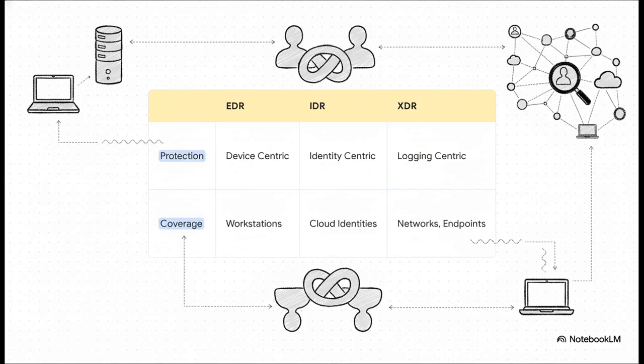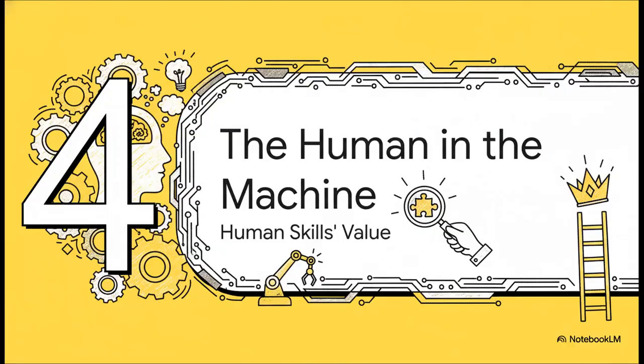And then there's XDR, or Extended Detection and Response. That's the big one. It's all about the logs, pulling data from everything: endpoints, identities, networks, to give you one single, unified view of a threat. So we've talked a lot about these powerful automated tools. But all three types of IDR rely on one absolutely critical component that you just can't automate: human intelligence. In an age of AI, our most human skills are actually becoming our most valuable assets.